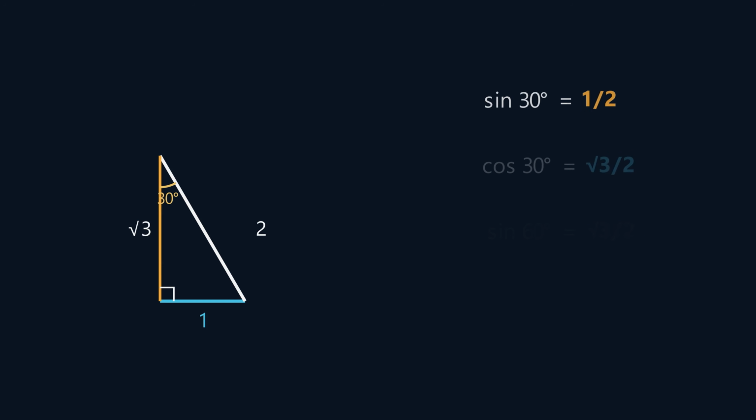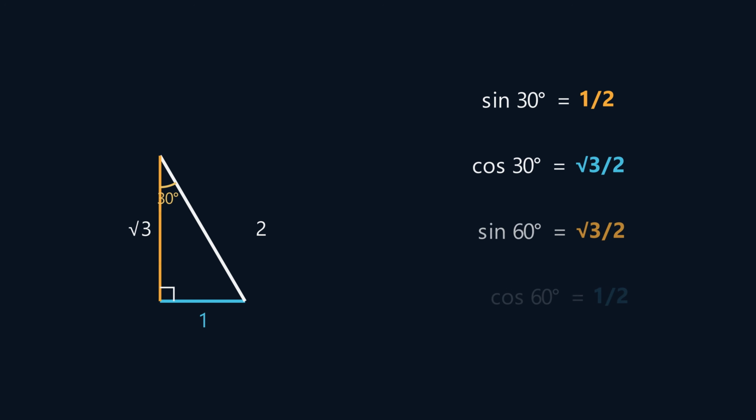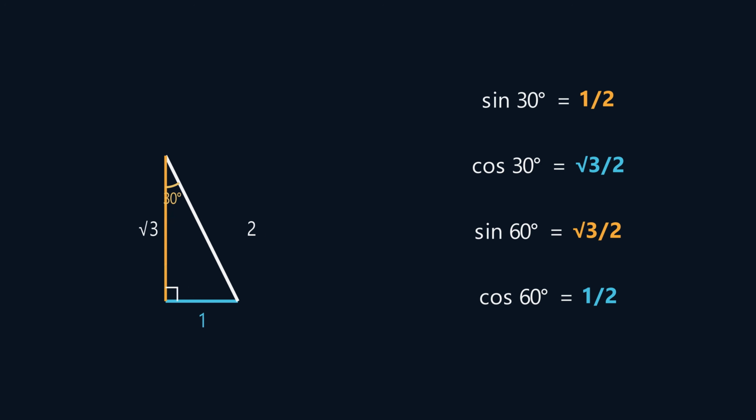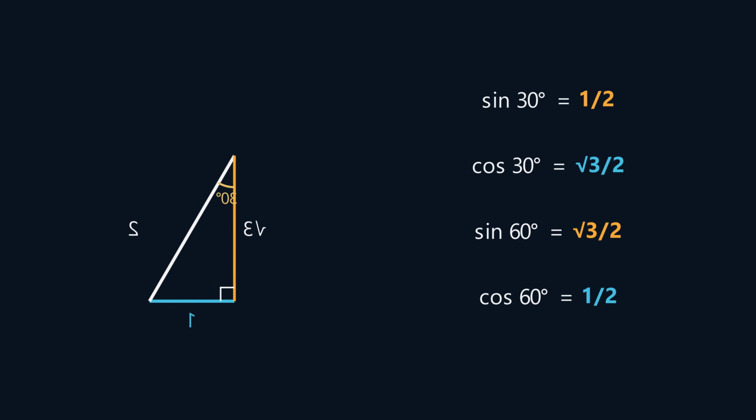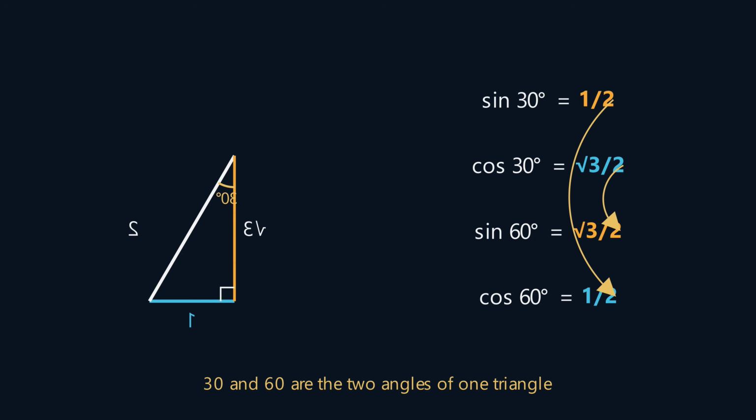Sine of 30 is 1/2. Cosine of 30 is root 3 over 2. Sine of 60 is root 3 over 2. Cosine of 60 is 1/2. Notice the pattern. 30 and 60 have swapped answers because they are the two angles of the same triangle.